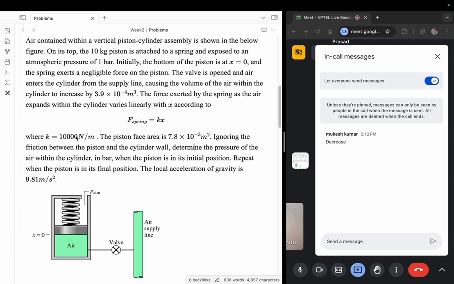And that is the spring constant. Oh, sorry, sir. Force is... Okay. Area you already know. Area is given directly. Area is already given, sir: 7.8 into 10 to the power minus 3 meter square. Area is given. So what is force?